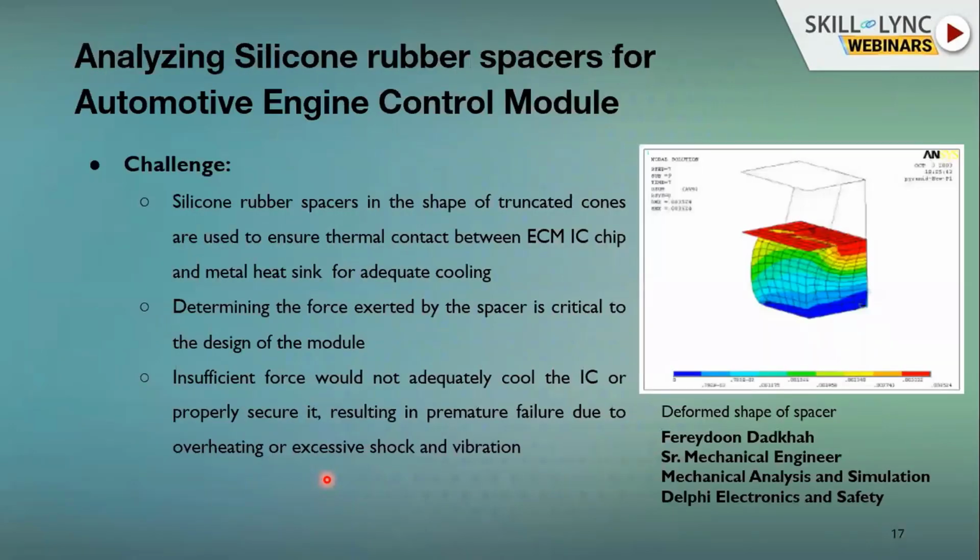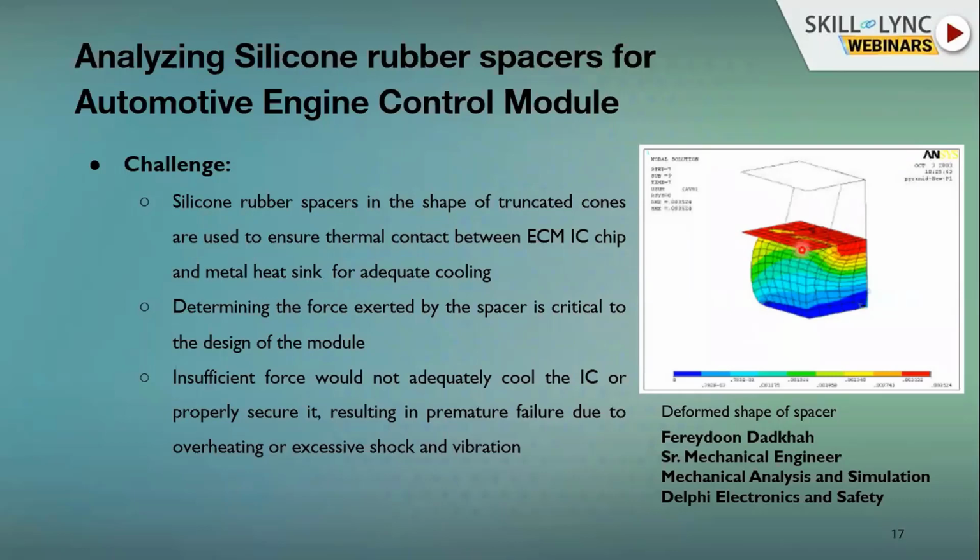There's another interesting example of the automotive engine control module. It's a kind of spacer that has been used. It's once again a material model. They have a challenge where silicone rubber spaces between a heat source and the heat sink. Your IC chip, whatever that you use in your electronics, gets heated up. So to cool that, a spacer is kept so that the rubber spacer can take the heat and give it onto the heat sink, so that the IC engine gets cool without any premature failure with overheating. That's the challenge that they had.